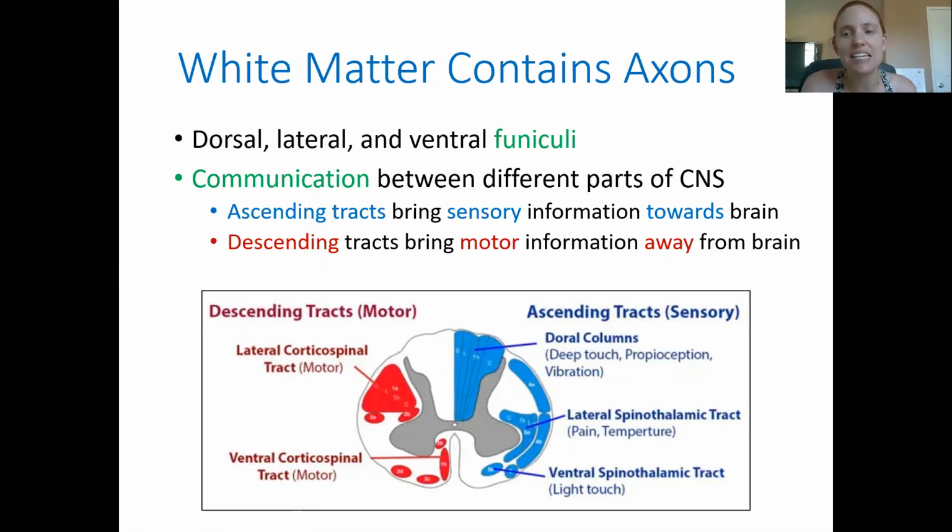We have ascending tracks. Ascending just means taking information up towards the brain. That's going to be sensory information that needs to go to the brain for perception and processing. And then descending tracks, their job is to take motor information away from the brain out towards effector cells. Effector cells, things like muscles, like contracting muscles. Okay, so those are going to be located in the funiculi.